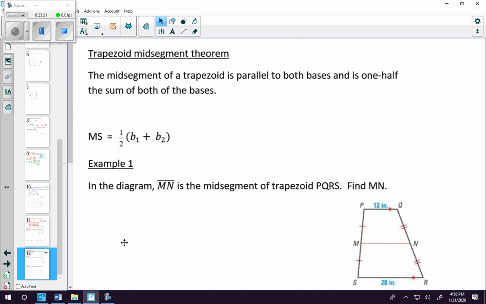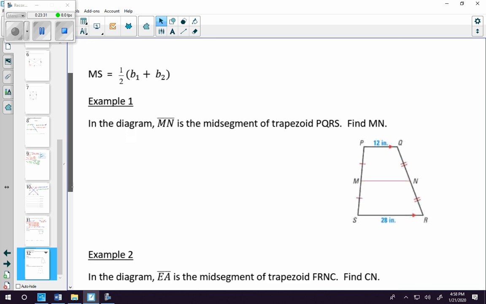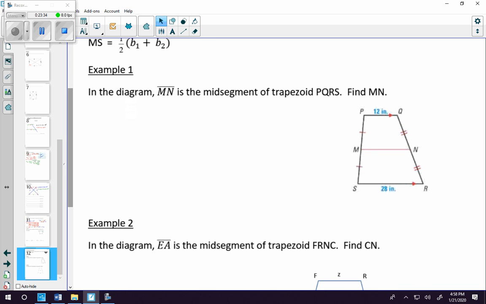Last but not least, talking about the trapezoid mid-segment theorem. The mid-segment of a trapezoid is parallel to both bases and is 1/2 the sum of both of the bases. And there you see the mid-segment equation. Bottom line is this: in a trapezoid, if point M is a midpoint over here, which it is, and how do I know that? Because this segment is congruent to this segment by the tick marks. And if point N is the midpoint over here, and of course it is because segment QN is congruent to segment NR, then segment MN is known as a mid-segment in that trapezoid.